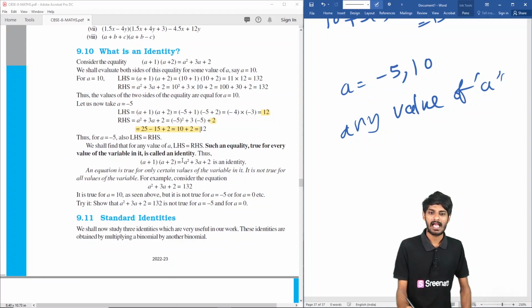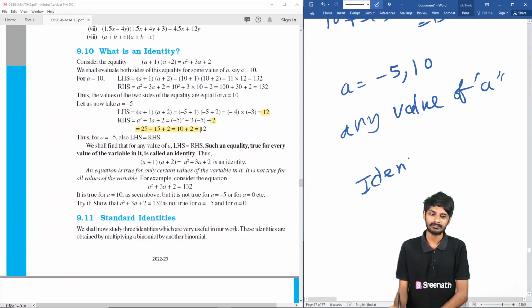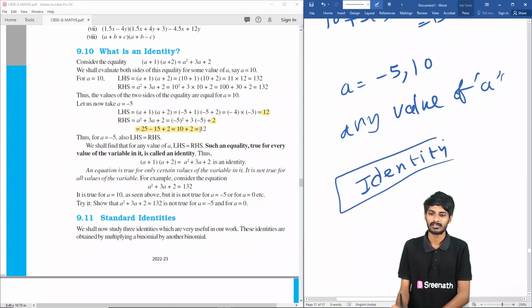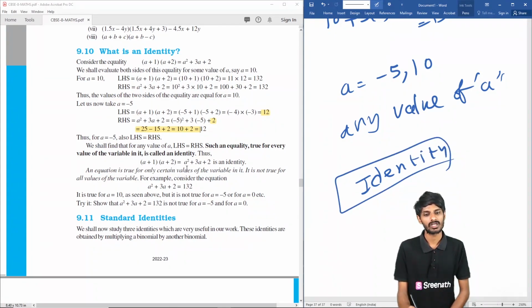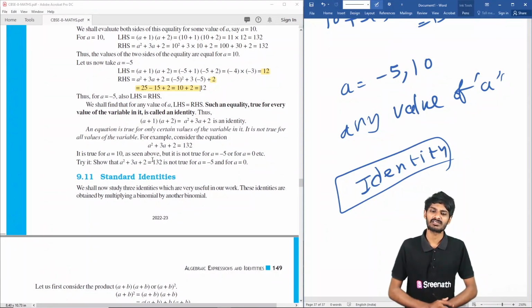Why? Because if you substitute the 10, it is satisfied. For minus 5, it is satisfied. So then it is called an identity. If there is any equation satisfied for any values of the variables, then it is called an identity. So (a + 1) into (a + 2) is equal to a² + 3a + 2. It is an identity, students. Okay. Suppose there is an equation satisfied for only some values and not every value, then it is not an identity. Okay, students. So that is the answer.